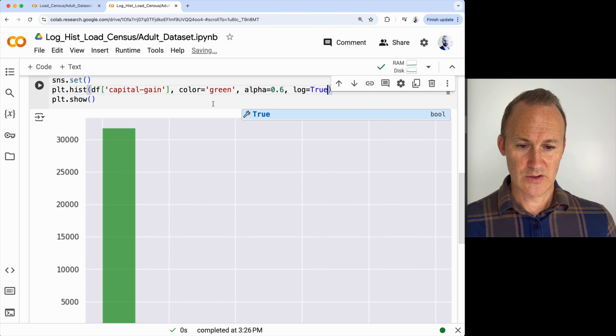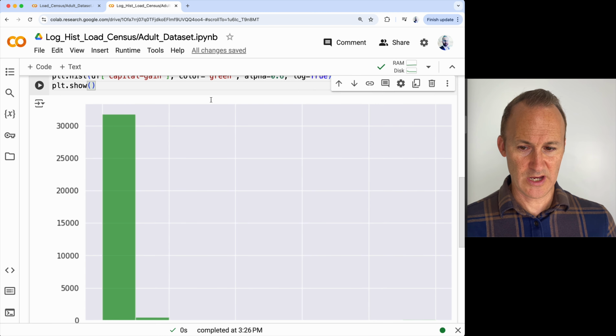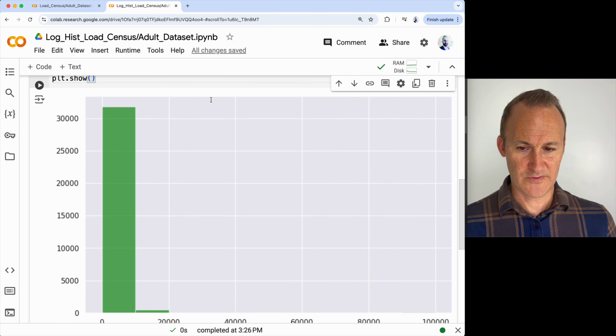Okay? So when you do that, look at what we have here. I'm going to press shift in order to run the code, and you'll see the difference. This is showing much more information. So the X values are actually the exact same. They're still going up consistently by 20,000.